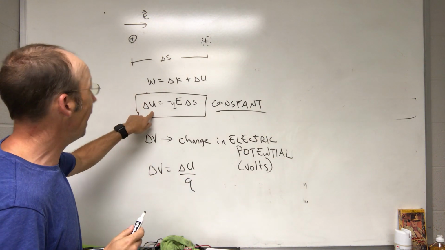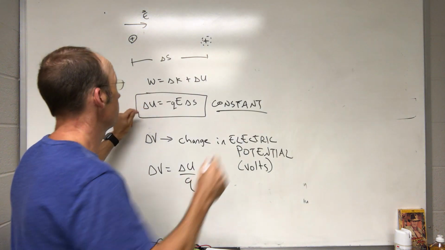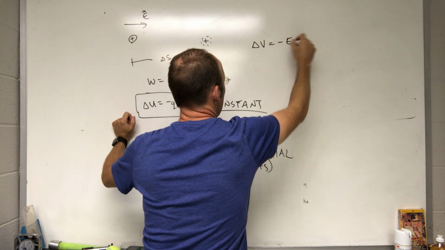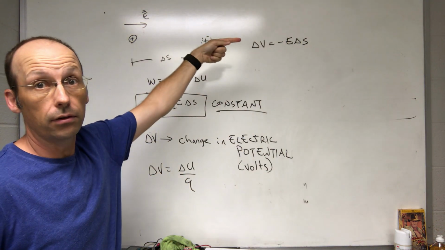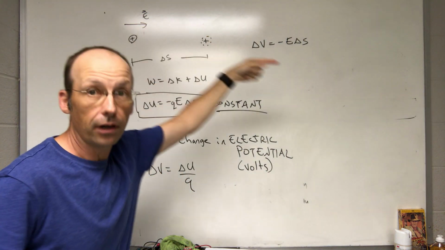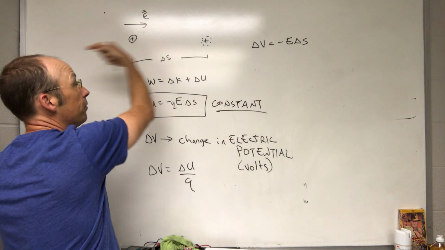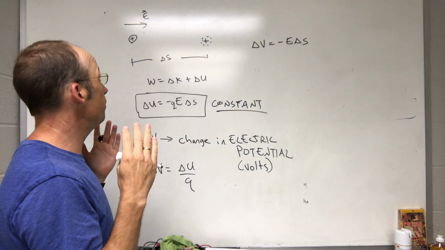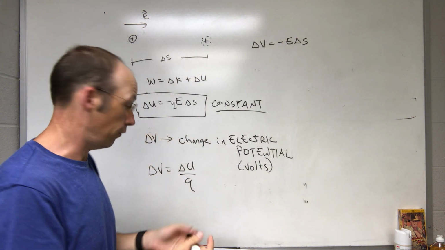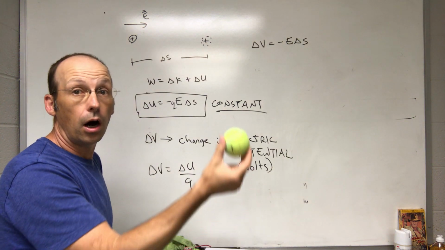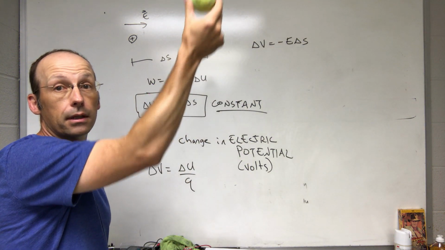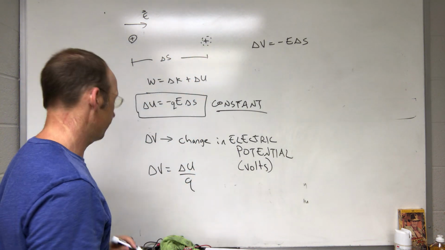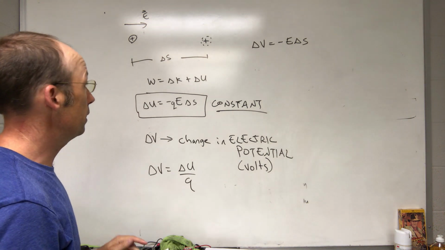And so for a constant electric field, delta V is negative E delta s. So if you're moving in the same direction as the electric field, then you have a decrease in electric potential. If I move in the opposite direction of the electric field, then I have an increase in electric potential. Just like with the gravitational field. If I move the ball up against the gravitational field, then that's an increase in gravitational potential energy, and then this would be a decrease. Okay, so that is the electric potential.